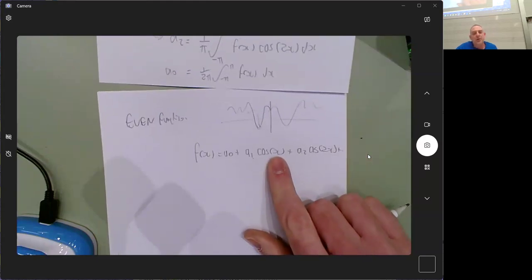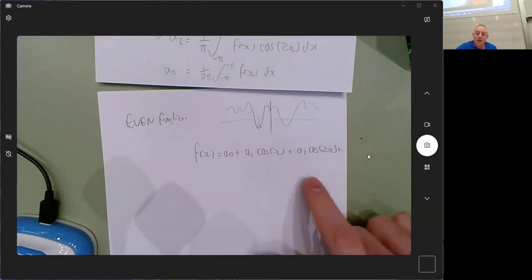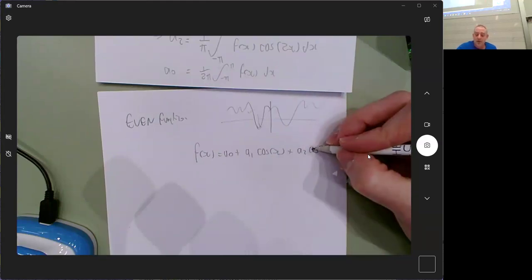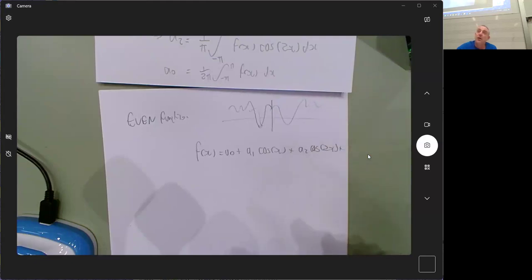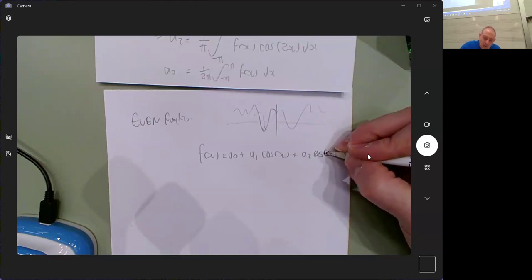This one has period 2 pi, this one's got period pi, and the next one's got period 2 pi divided by 3. This one goes twice as fast as cos, and so it has more peaks and troughs in each zone. But it still repeats itself every 2 pi, it just repeats itself even more often than that. So this is great.